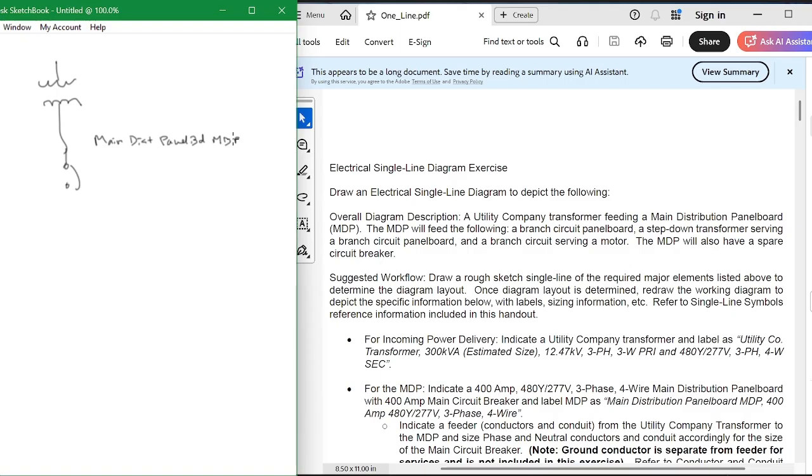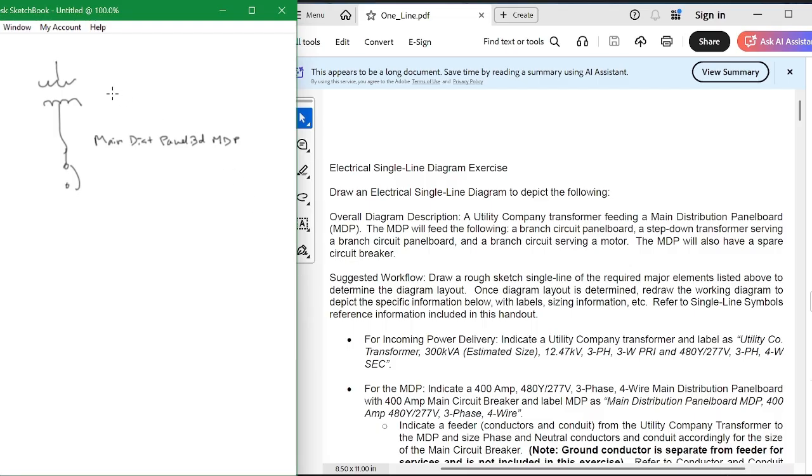Now, from there, you have to size this at a certain value, and you also have to size the transformer. For incoming power, indicate utility transformer and label it utility company transformer 300 kVA. And so you would label that up here. I'm not going to do that for you. You can do that yourself.